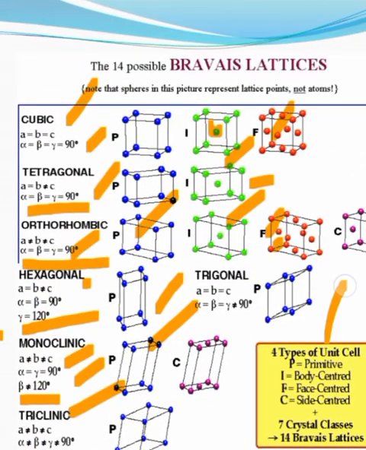Now, the types of unit cell: P primitive, I body-centered, F face-centered, C side-centered. 7 crystal systems, 14 Bravais lattices.